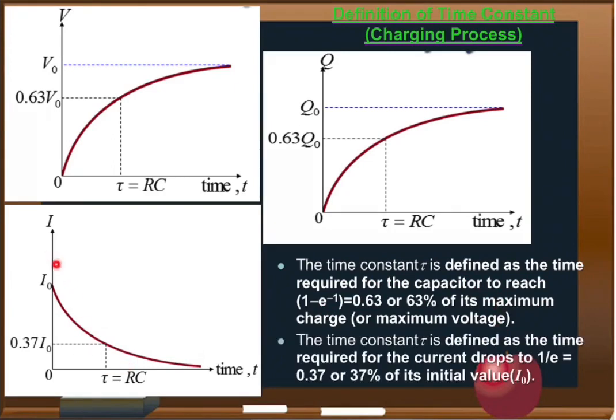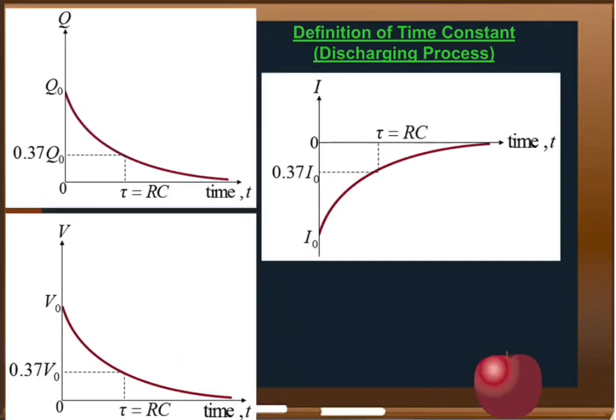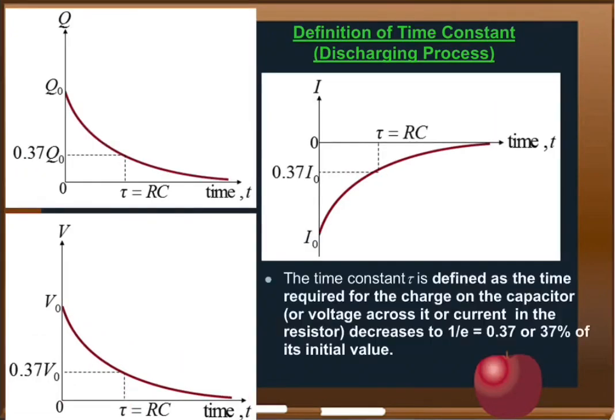Meanwhile, if we look at the I against T graph, we can see that the time taken for the current to drop to 37% of its initial value is equal to the time constant tau. We can also define the time constant based on the graphs of Q against T, V against T, and also I against T for the discharging process. As you can see from the graphs, the time taken for the charge and also the voltage to drop to 37% of its initial value is equal to the time constant, and the same applies for current as well.